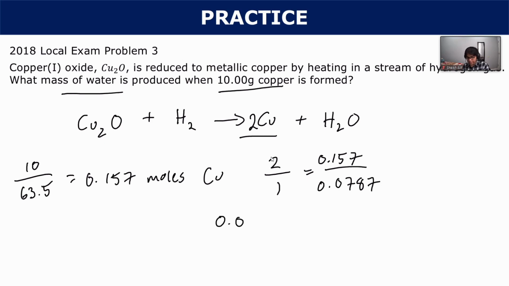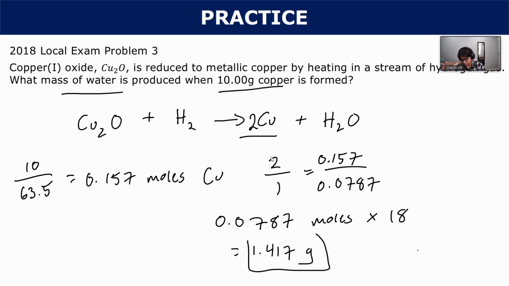Well, if we know that that's how many moles of water is produced, then we can turn that into the mass by just multiplying by the molar mass of water. And the molar mass of water is 18. And after doing the calculation, you're going to get that it's 1.417 grams of water.